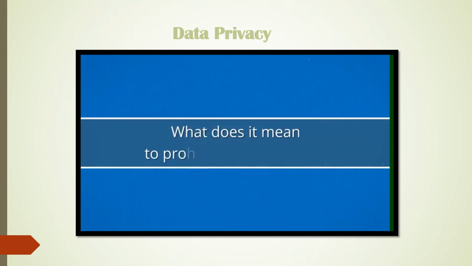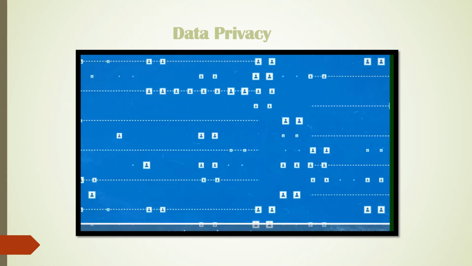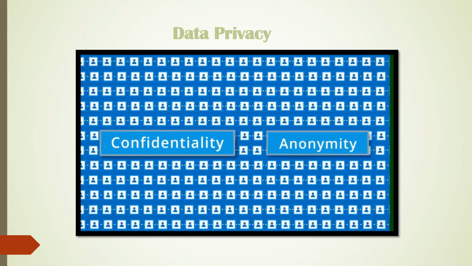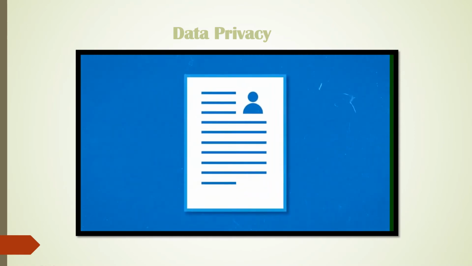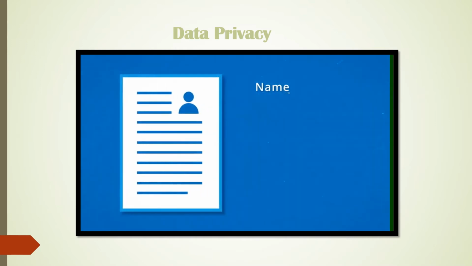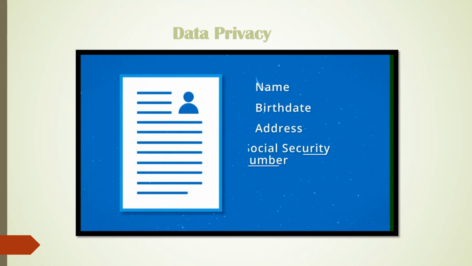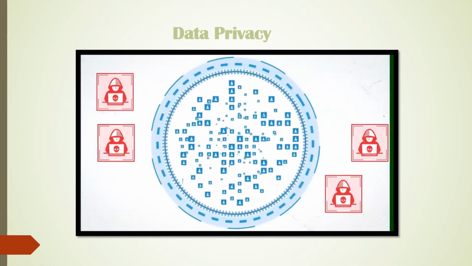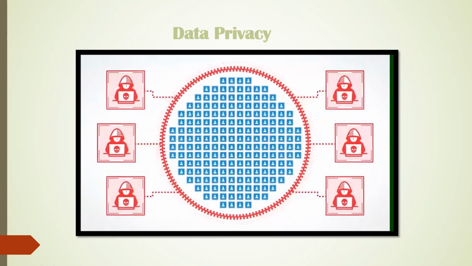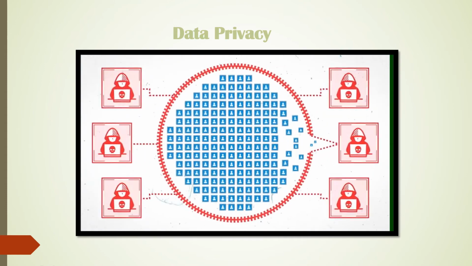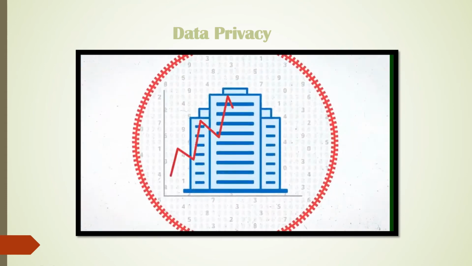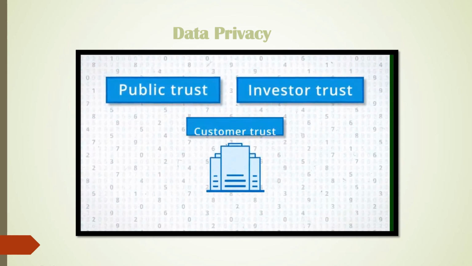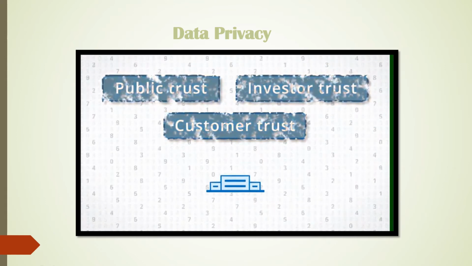So exactly what does it mean to protect data privacy? It means handling personal data with respect for confidentiality and anonymity. This applies to all data related to individuals, such as their names, birth dates, addresses, social security numbers, financial data, and medical records. Failing to ensure data privacy can cause lots of trouble. Even a single leak of personal data can have a serious impact on your organization's financial well-being and its reputation, since public, investor, and customer trust can be irreparably damaged.